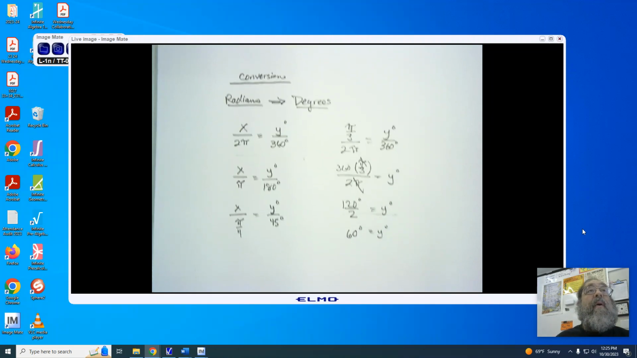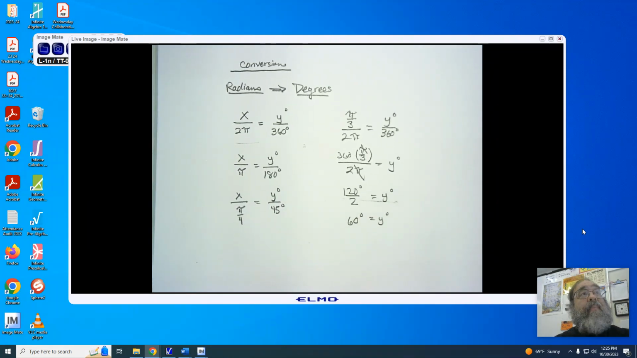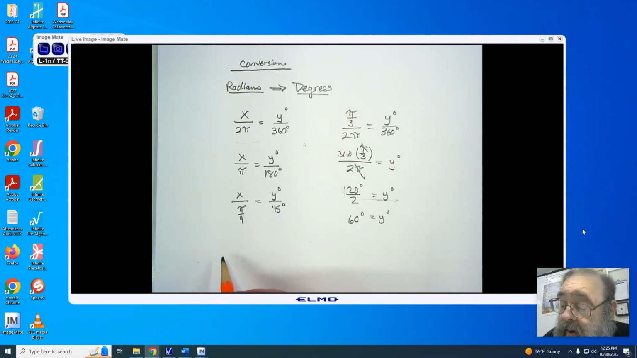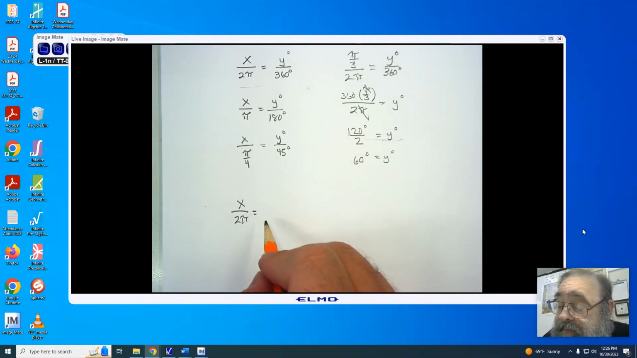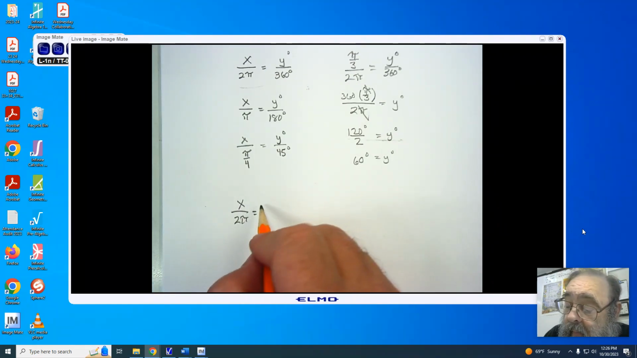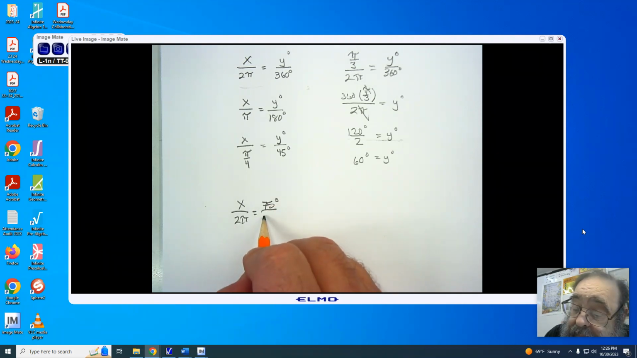Now if I want to convert from degrees to radians, I use the same basic concept. I choose a ratio of equivalent values or measures. I then put my degrees in, and I then solve for radians. Let's go ahead and convert 75 degrees into radians.